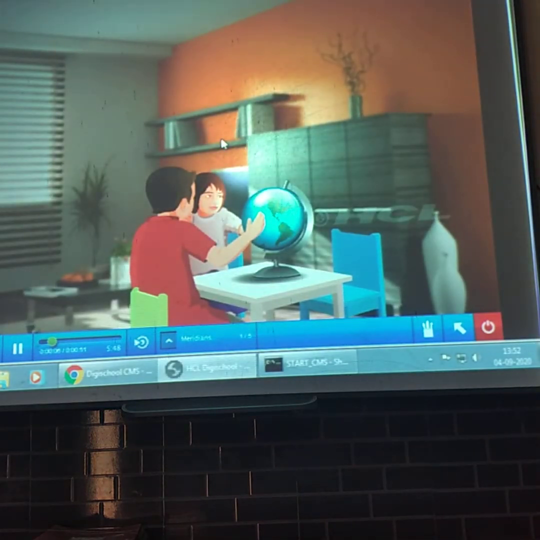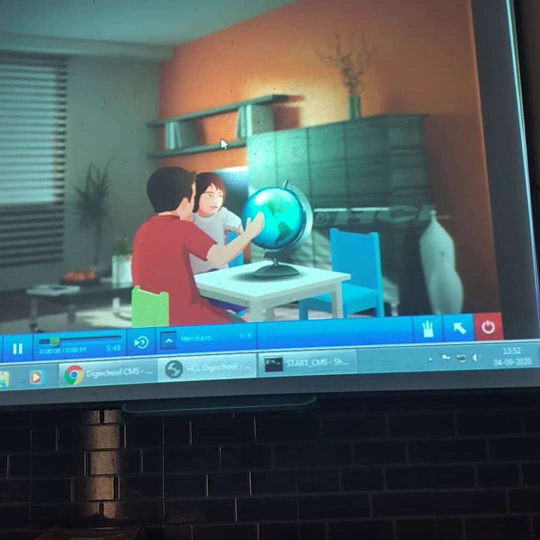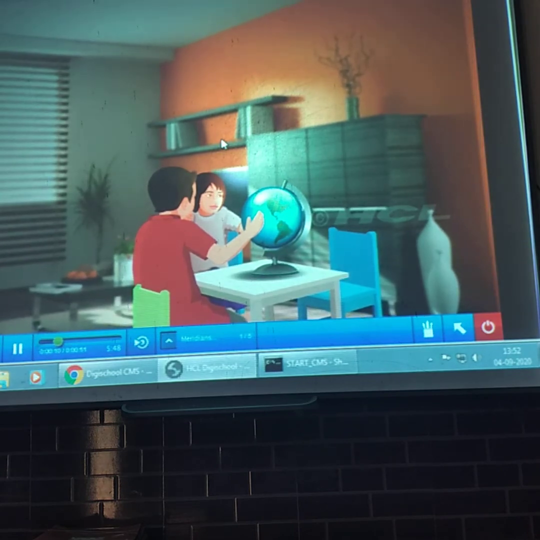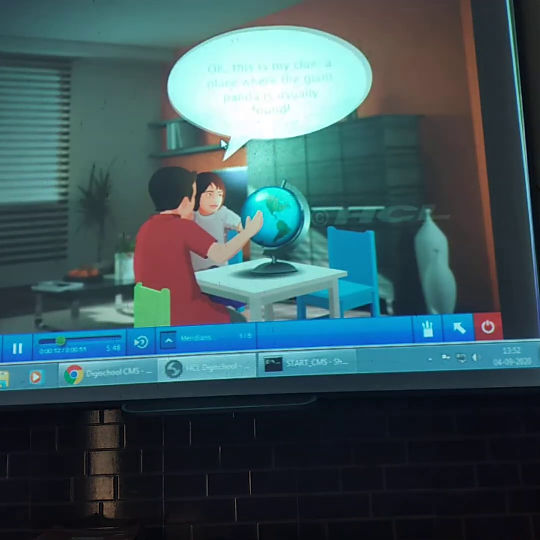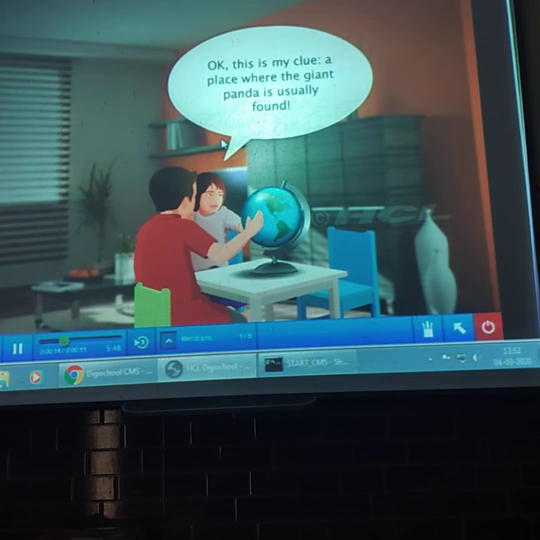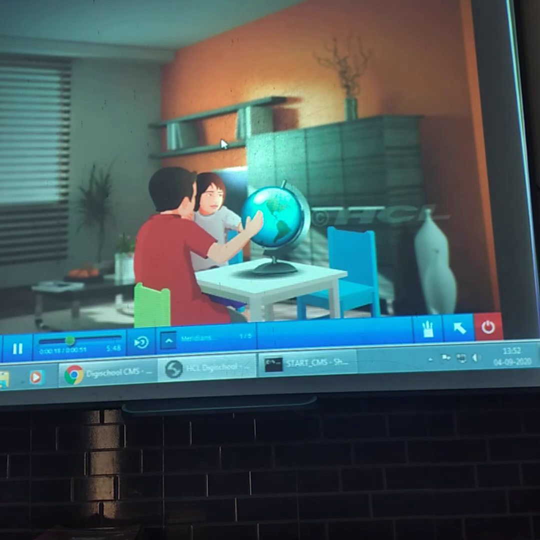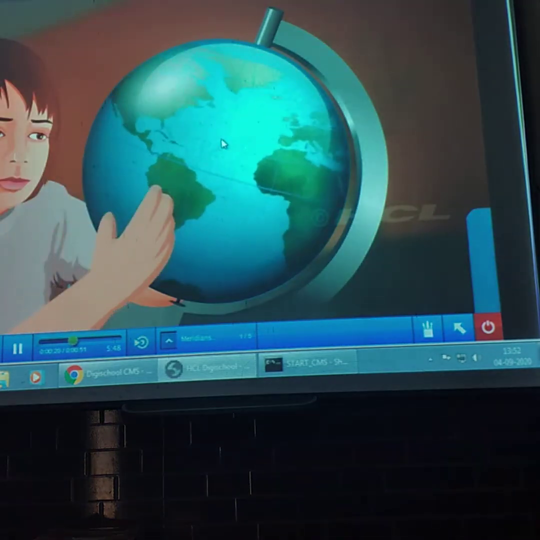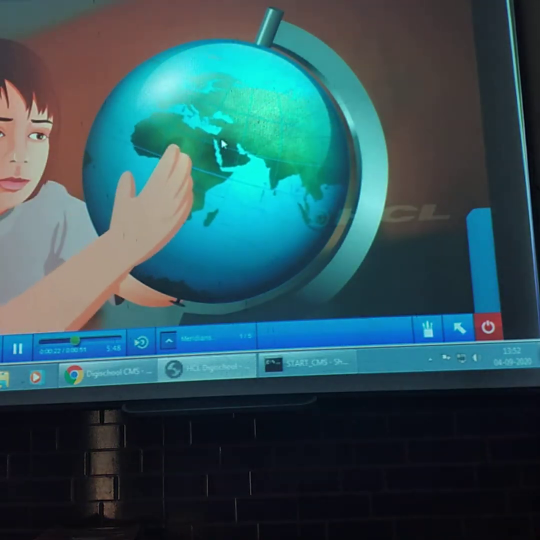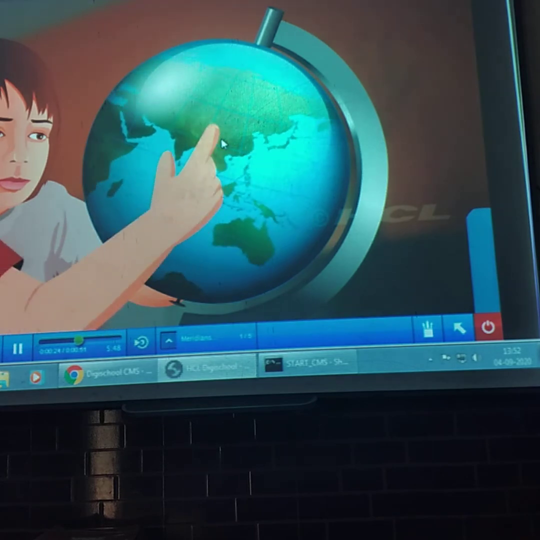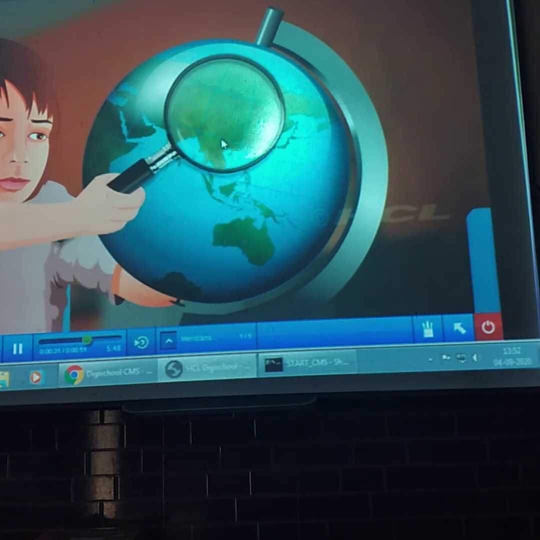Zach and Sarah are playing a game using the globe that their father bought for them last week. As for the game, one person names a random place and the other person tries to find the place on the globe using as few clues as possible. On a globe, it may be easy to find a place using a few clues.